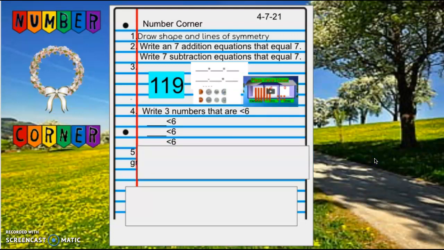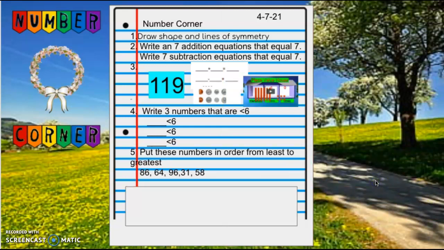Alrighty, we are moving on to number 4. For number 4, you are going to write 3 numbers that are less than 6. Please write them using this format. The number using the less than sign and then 6. 3 numbers that are less than 6. Press pause if you need more time for number 4.